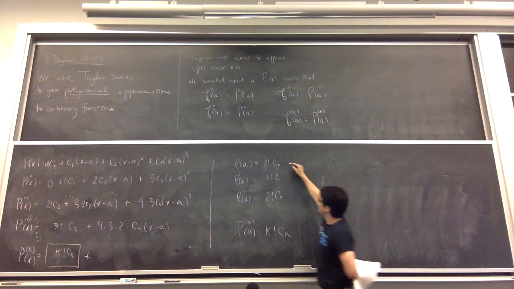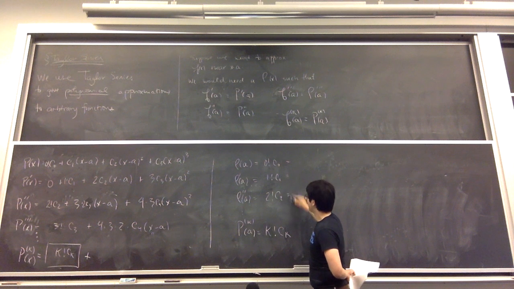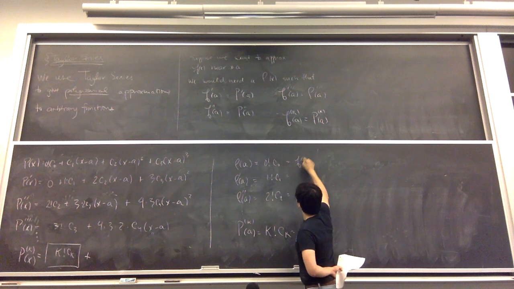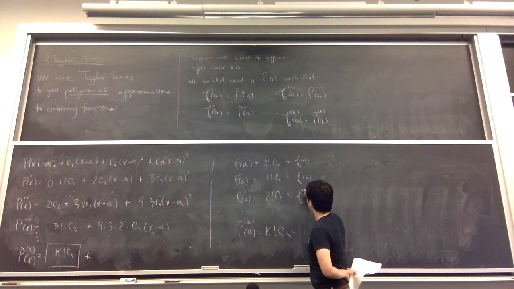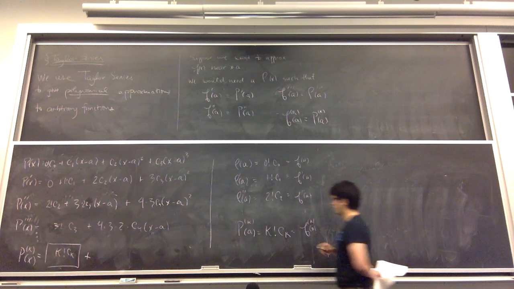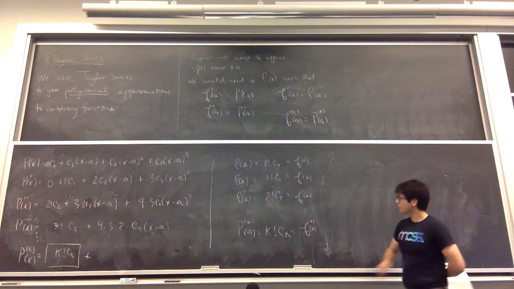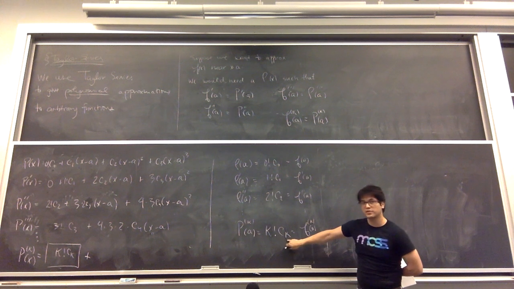But we know that each of these needs to match f. So this should be f of a. This should be f prime of a. This should be f double prime of a. And this should be f triple prime, f derived k times of a. Right, so now I can actually solve for these coefficients.